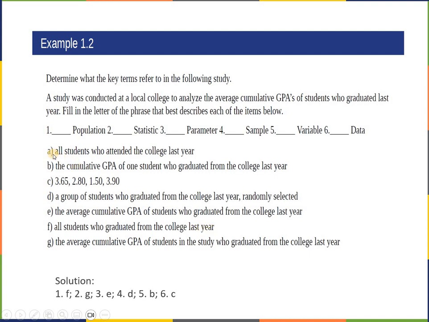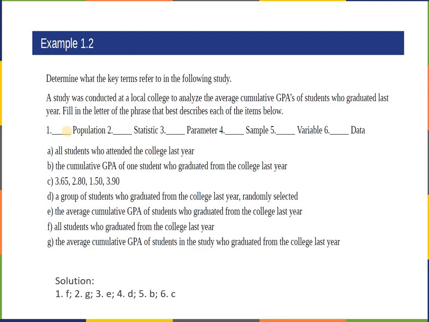There is a similar but different sentence. Notice part A here says all students who attended the college last year, but that is not our population. We're not interested in all of the students who attended the college last year. We're only interested in those who graduated last year. So that is how you know the difference between sentence A and sentence F. So number 1, the population, is F, basically.